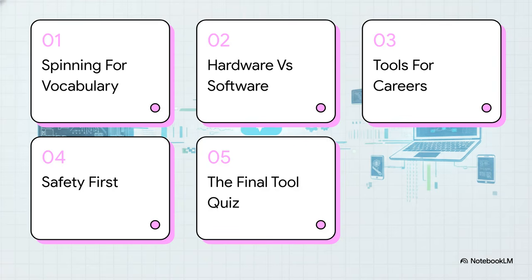Here's our agenda for today's explainer. First, spinning for ICT vocabulary. Second, hardware versus software. Third, tools for careers and life. Fourth, safety first with equipment. And fifth, we'll wrap up with the final tool quiz.